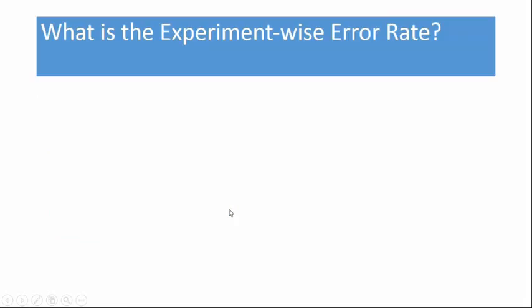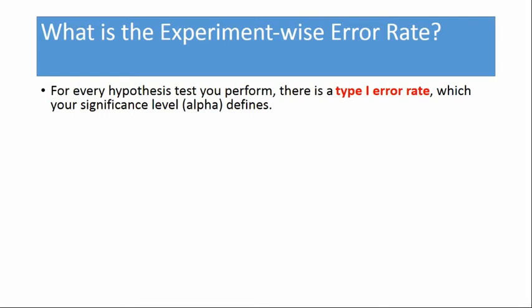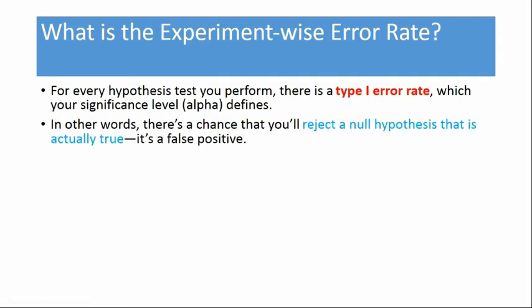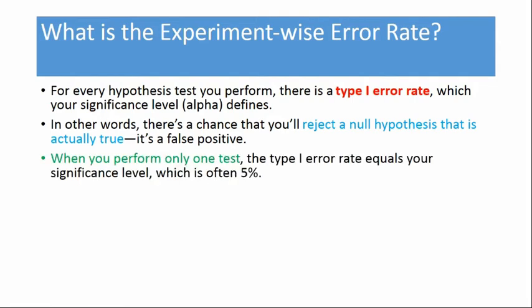What is the experiment wise error rate? For every hypothesis test you perform, there is a type 1 error, which is your significance level, alpha. In other words, there is a chance that you will reject a null hypothesis that is actually true, meaning a false positive. By mistake, you are rejecting it. When you perform only one test, the type 1 error rate is 5%.